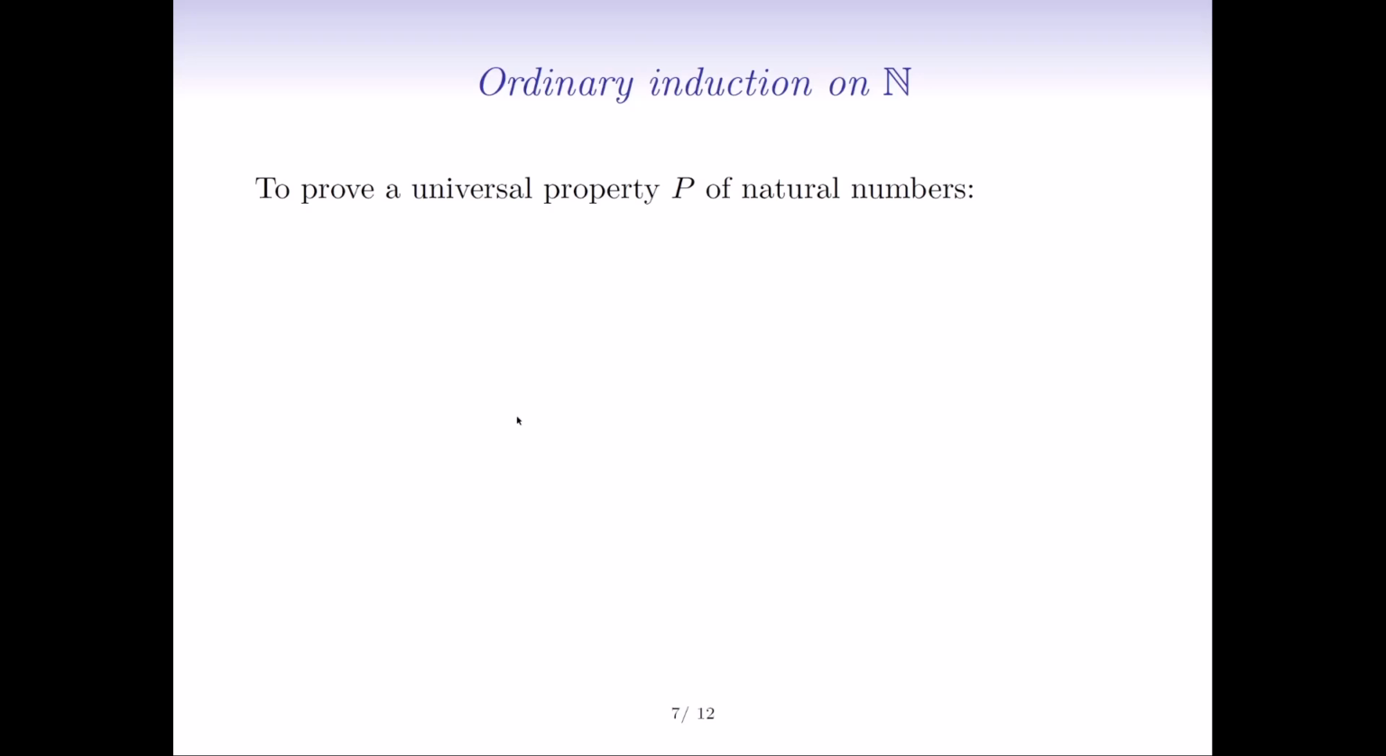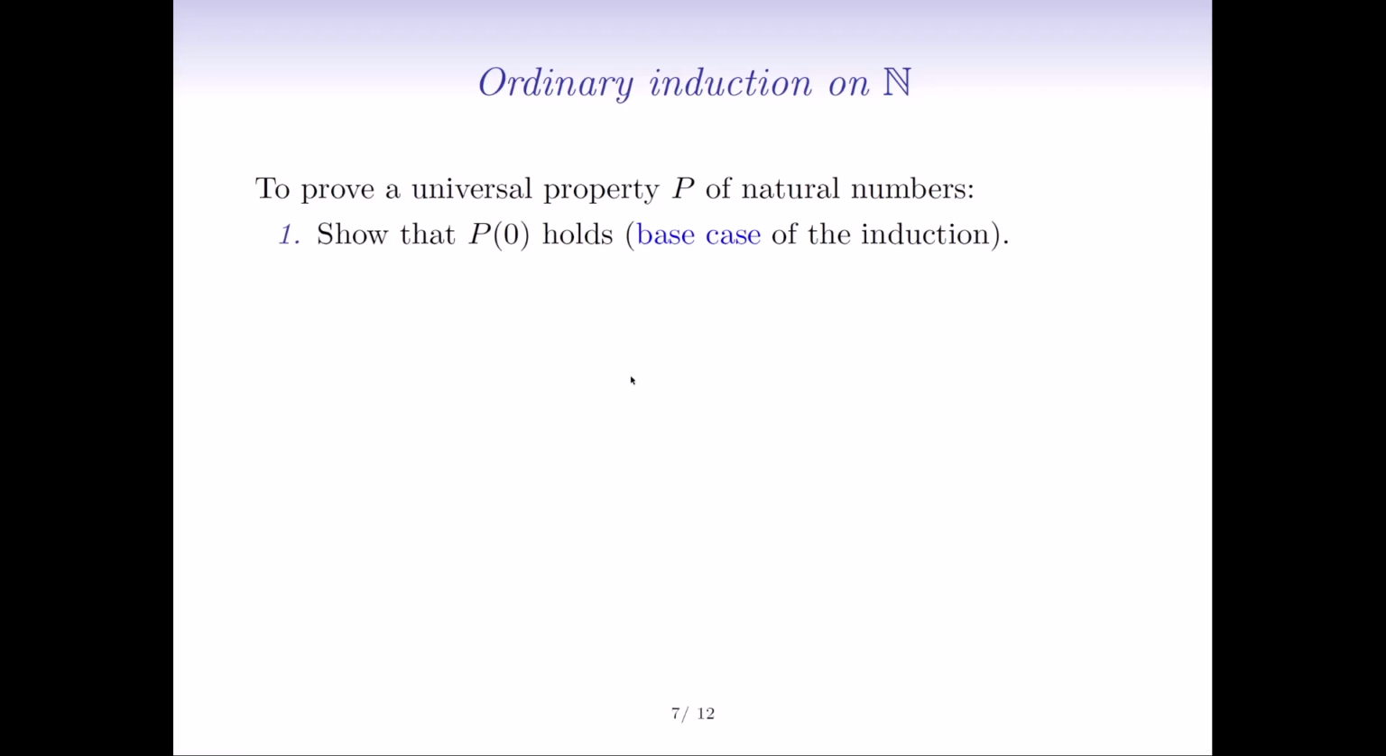Now I'm going to give a formal statement of the principle of mathematical induction on natural numbers. Let's assume that we want to prove some universal property P of natural numbers. P is some property, so you can think of it as a predicate perhaps, or a formula with a single free variable. And we want to show that this property P holds for all natural numbers. We're going to proceed in the following way, remembering that a number is either 0 or the successor of something which is already a natural number.